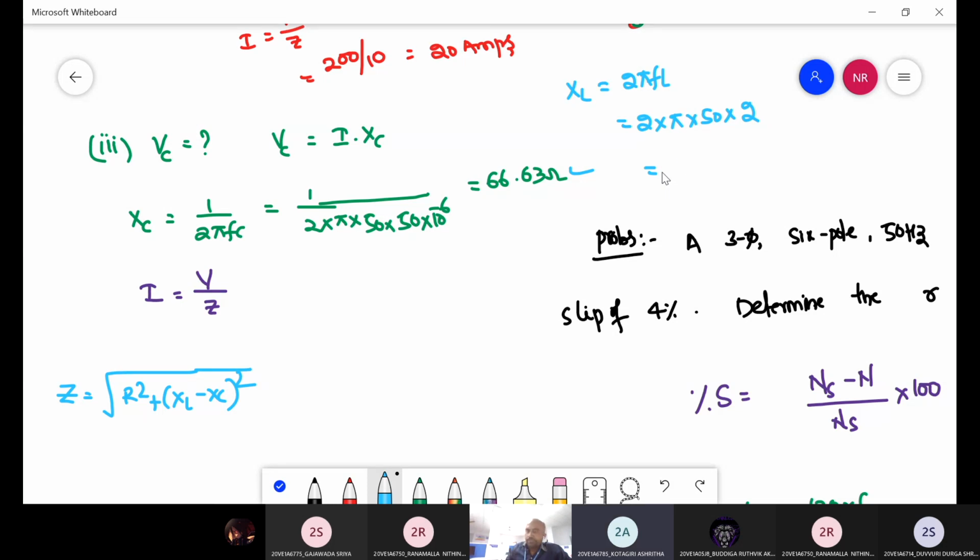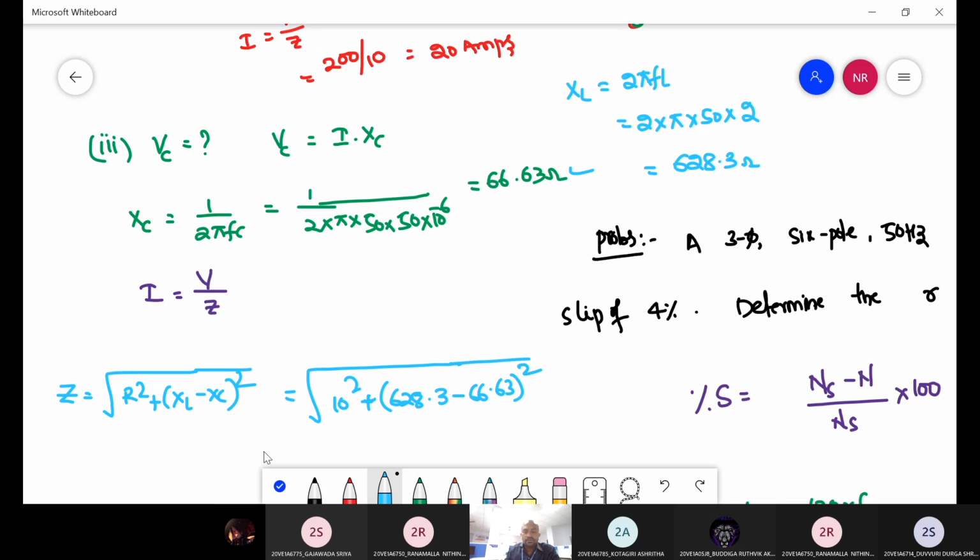XL is 628.3, sir. Then Z is equal to under root of R square plus (XL minus XC) whole square. R is 10, XL is 628.3 minus XC is 66.63, whole square. Calculate the Z value.